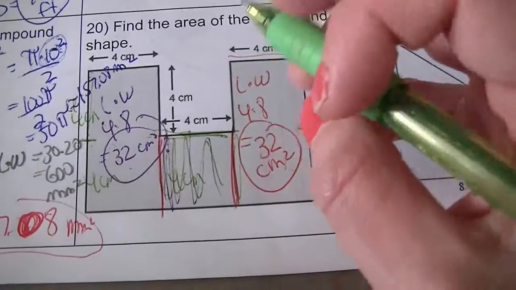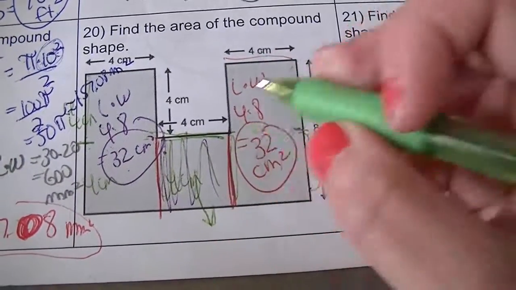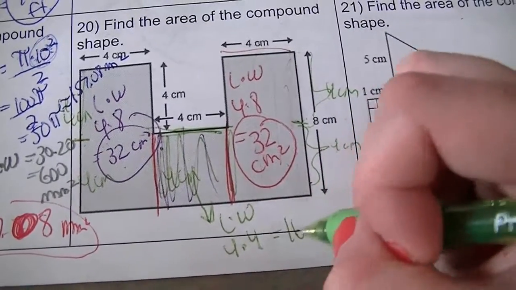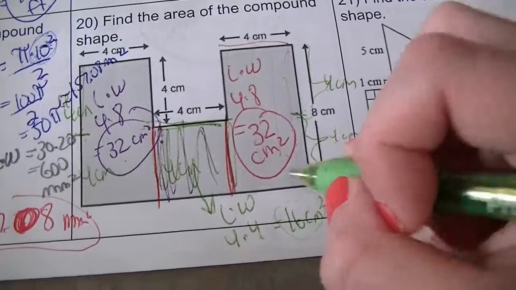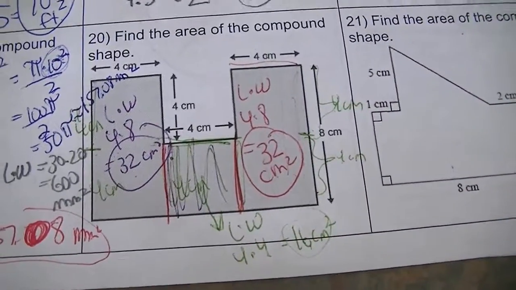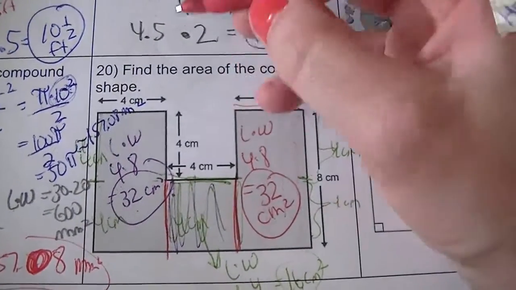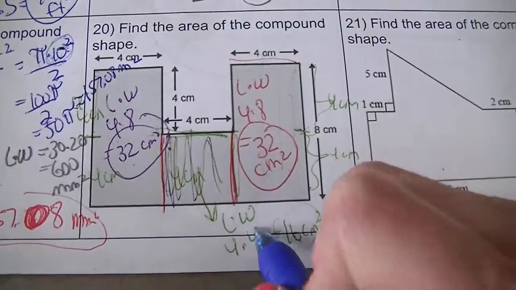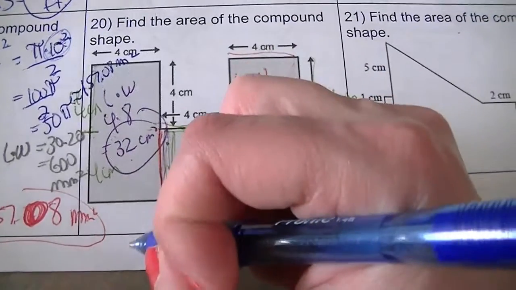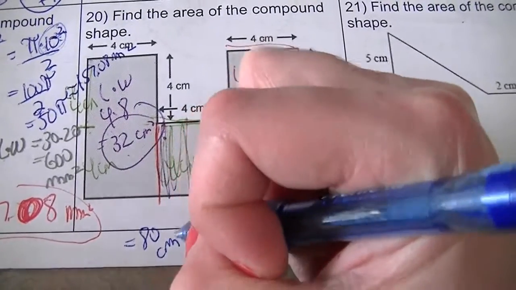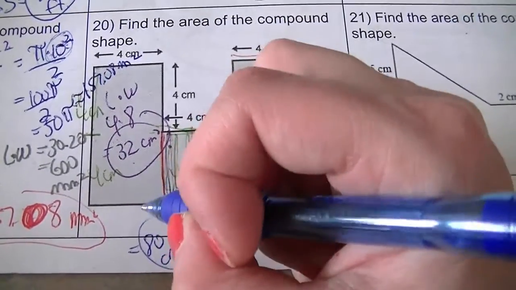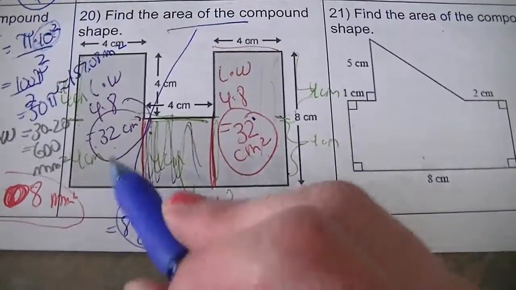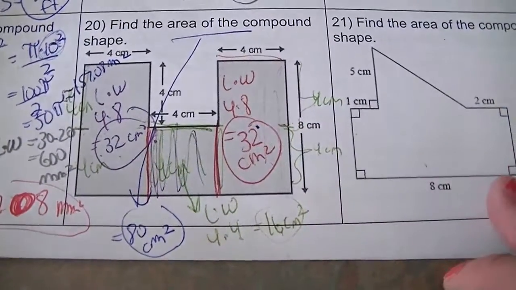So the area of this square, because I know it's a square now, is length times width, so 4 times 4, that's 16 centimeters squared. We're going to add these three together to get the total area of this compound shape. 32 plus 32 plus 16 centimeters squared is equal to 80 centimeters squared, the total area of this compound shape. That's the answer, not any of the other ones. You have to add them all together to get the area of this compound shape.